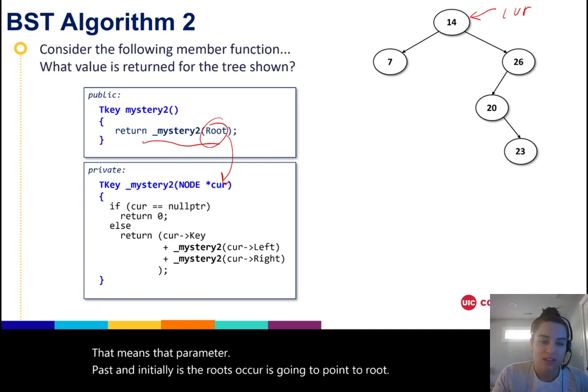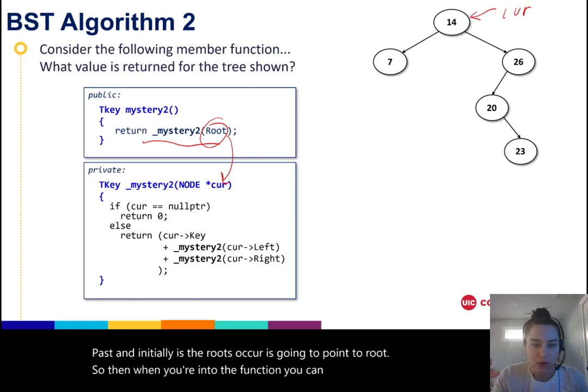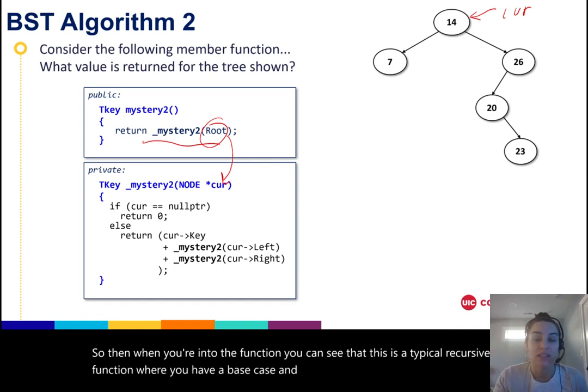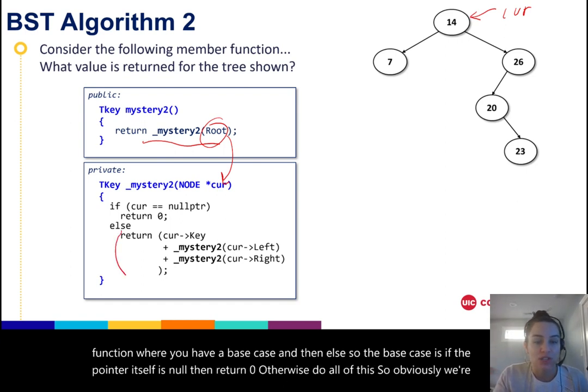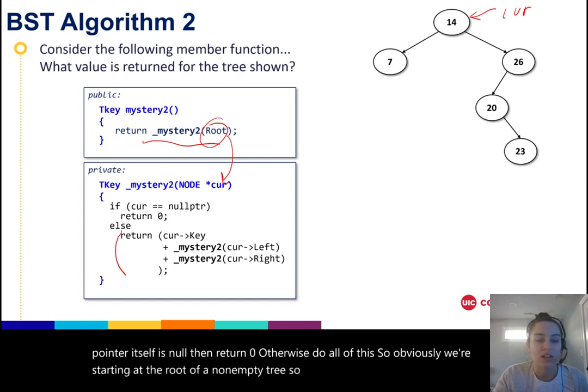So then when you're in the function, you can see that this is a typical recursive function where you have a base case and then an else. So the base case is if the pointer itself is null, then return 0. Otherwise, do all of this. So obviously we're starting at the root of a non-empty tree, so we are not in the case where our cur is pointing to a null pointer.